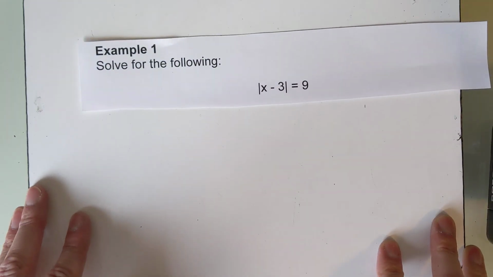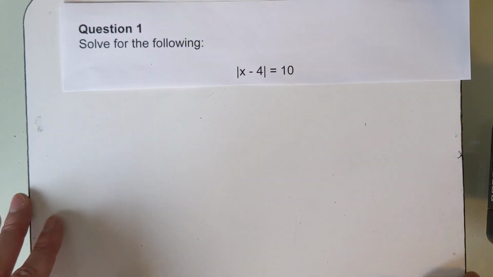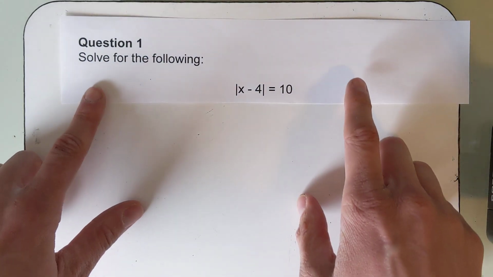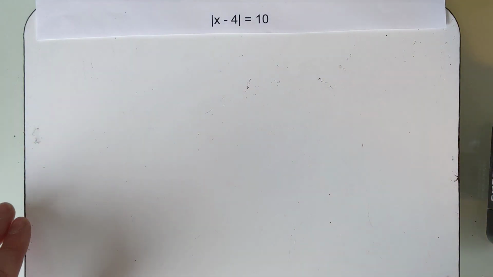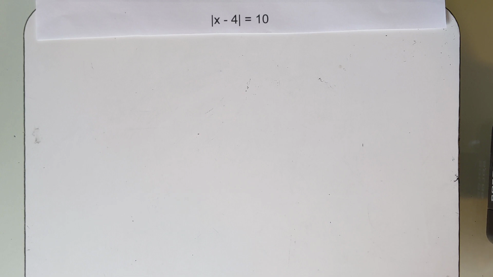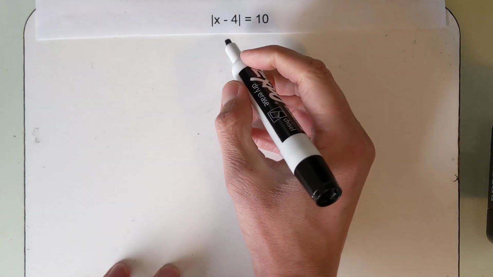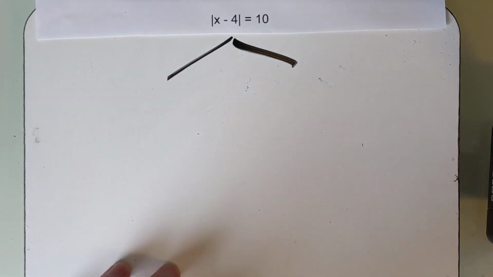Our next example, sorry about that, that's the same one. Our next question is the absolute value of x minus 4 is equal to 10, okay? So again, we are going to have two possible answers here. So we're going to go ahead and create two separate questions. We know one answer is going to be positive and one is going to be negative.